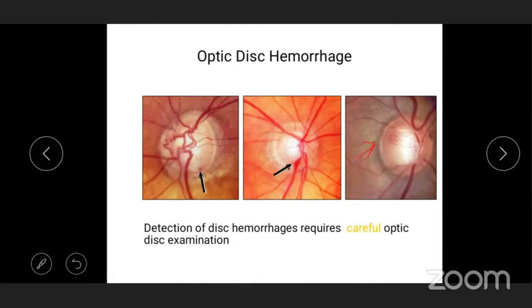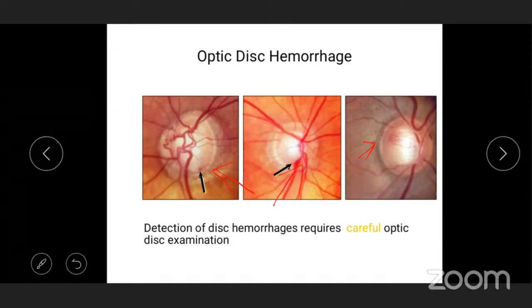Then it can be on the blood vessel, just on the contour of the blood vessel. So it requires careful examination. Or it could be as small as this one. The arrow is already there. So they require careful examination. And again, the disc hemorrhage is the commonest location for that also.